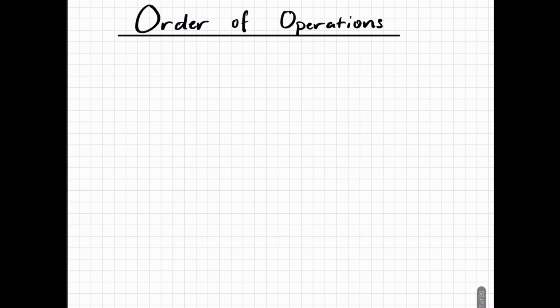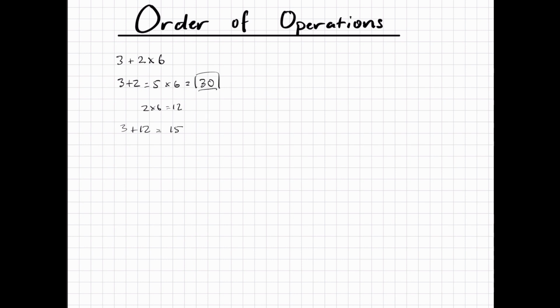So what is the order of operations and why is it useful? Let's say you were trying to evaluate this expression, 3 plus 2 times 6. If I ask two students to evaluate this in a low-level math class, one student adds 3 plus 2 together and gets 5, and then multiplies by 6 and gets an answer of 30. The other student does 2 times 6 first, gets 12, and then does 3 plus 12 and gets 15.